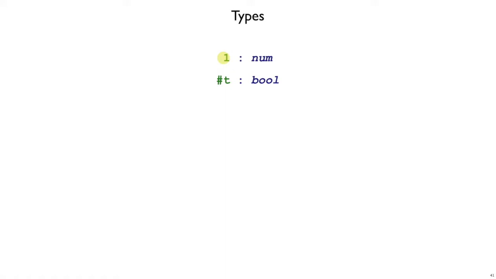The expression 1 has the type number, and the expression true has the type Boolean. Now num and bool here are just symbols. They're just classifications that we have syntactically assigned to these two different expressions. If we have a plus 1, 2, then we consider that the 1 syntactically has type number, and the 2 also has type number. And so in that situation where we have two arguments to plus that both have type number, we will say that the plus expression has type number.